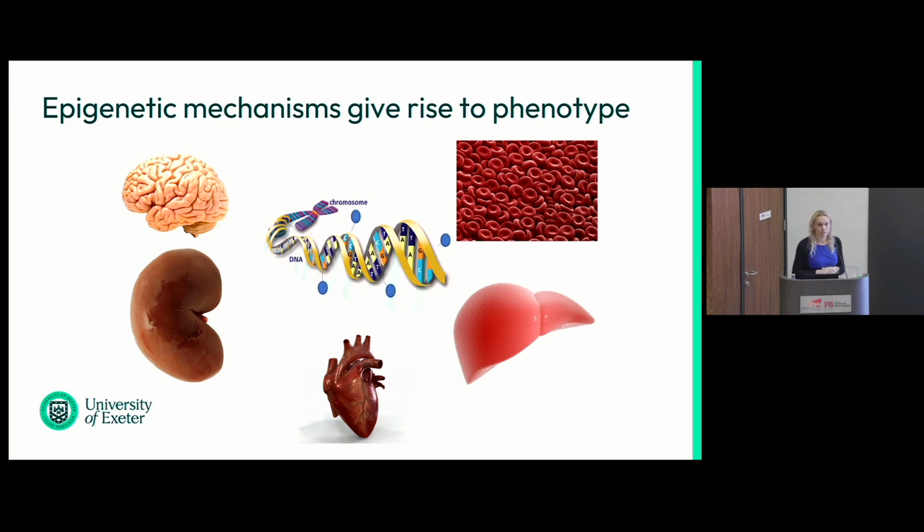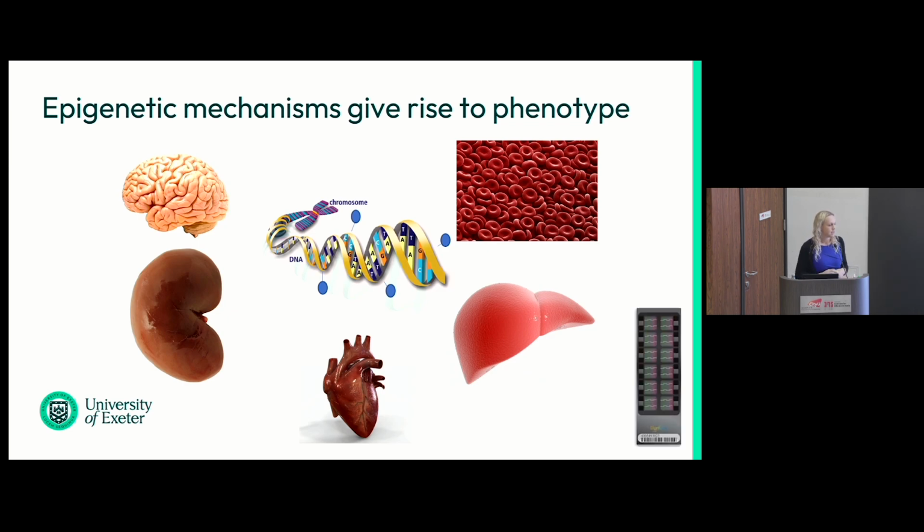There's a number of different epigenetic mechanisms. The one we're interested in is that of DNA methylation, which is the addition of a methyl group to a cytosine, and this is traditionally thought to bring about gene silencing. However, depending on its location within the gene, recent evidence suggests it can also be associated with increased gene expression.